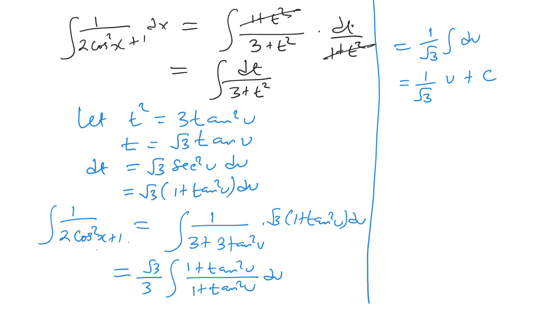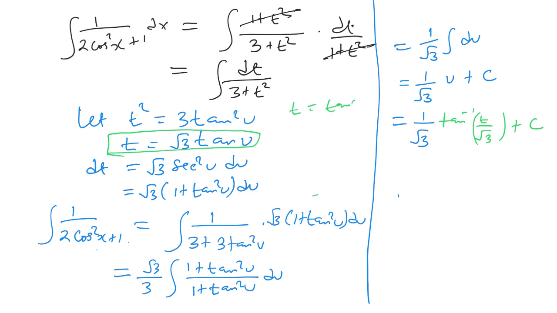So at this stage, you start making the back substitutions. This is equal to 1 over root 3. So how do we get u? You are going to get u from this part: it is t over root 3, then take the tan inverse. So this is the tan inverse of t over root 3, plus c. But remember, we used t equal to tan x. So this is equal to 1 over root 3 tan inverse of tan x over root 3, plus a constant of integration. Therefore, we can write that the integral gives us this result.